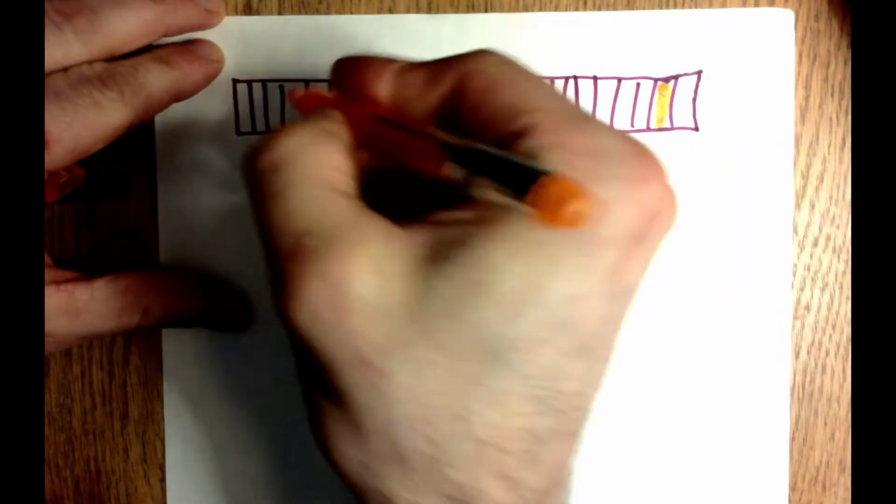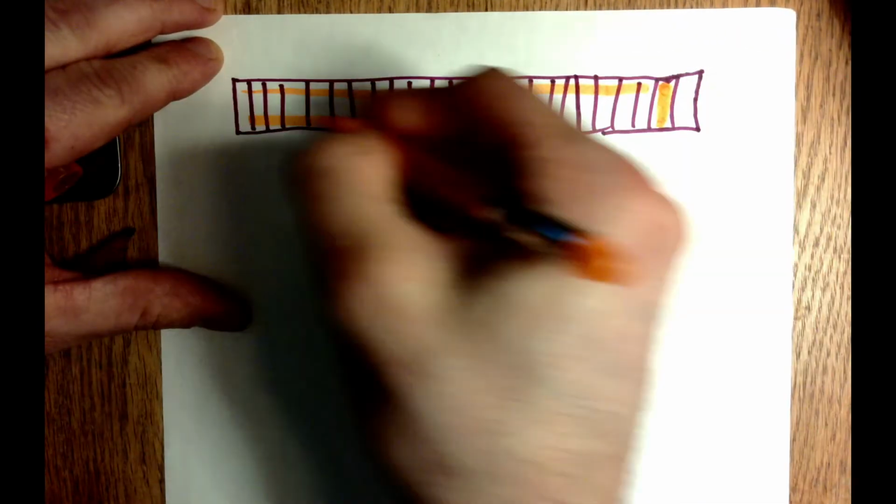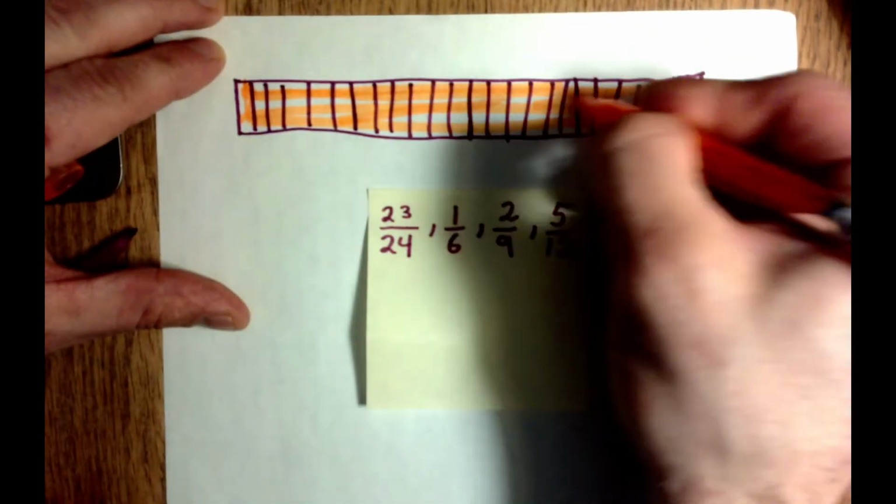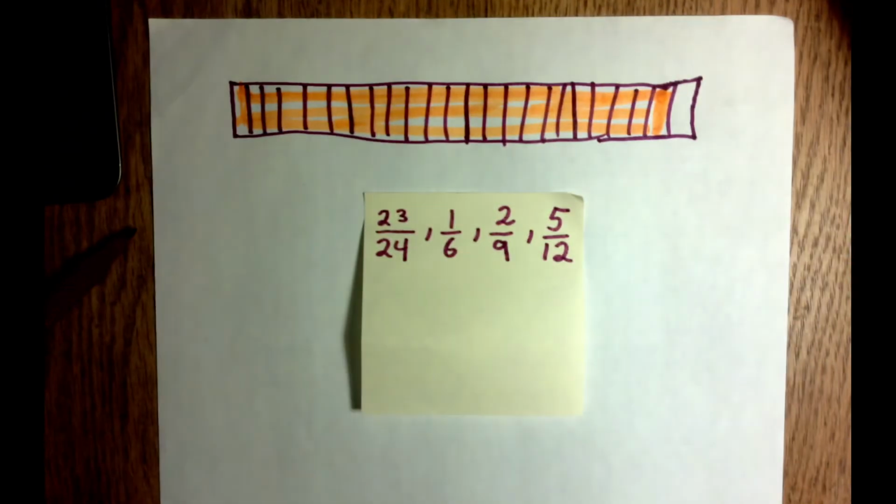That's a pretty good record. If I look at that, that's almost one whole. That is great. Okay? That's pretty good. So there's 23/24ths. Now I have a really good idea what that looks like.